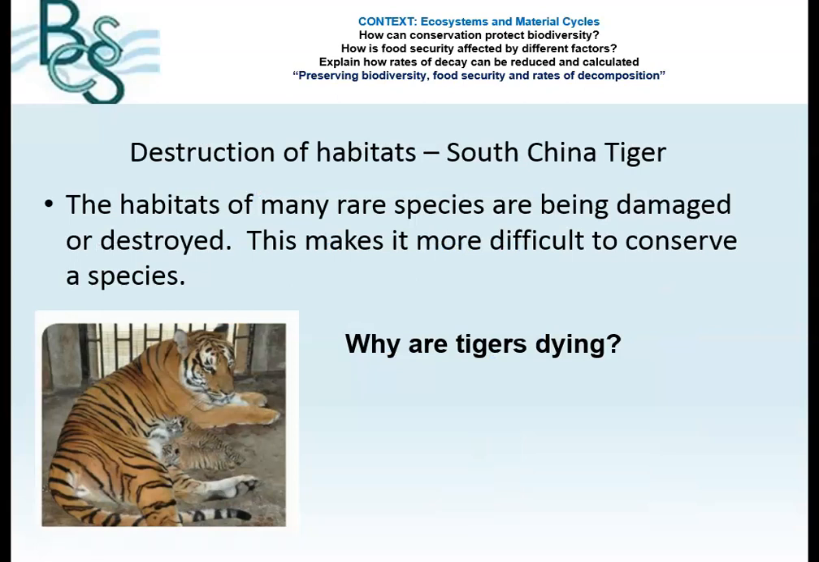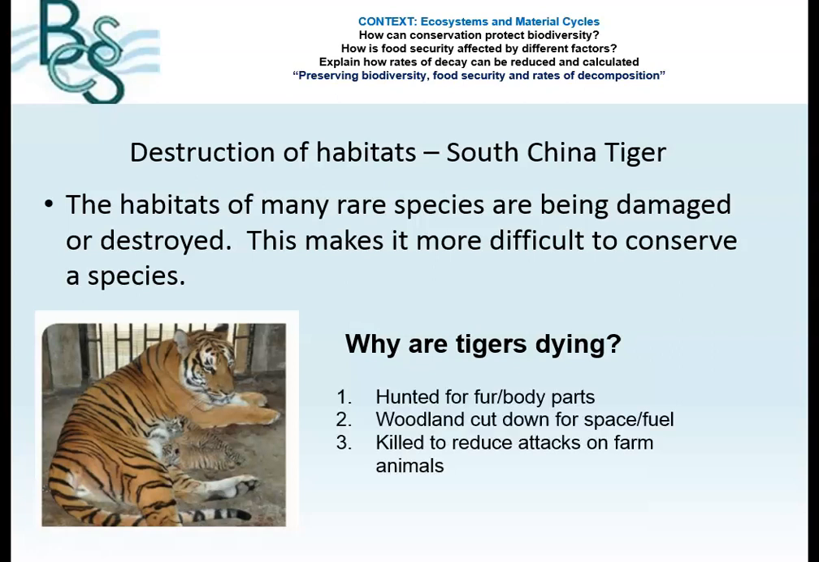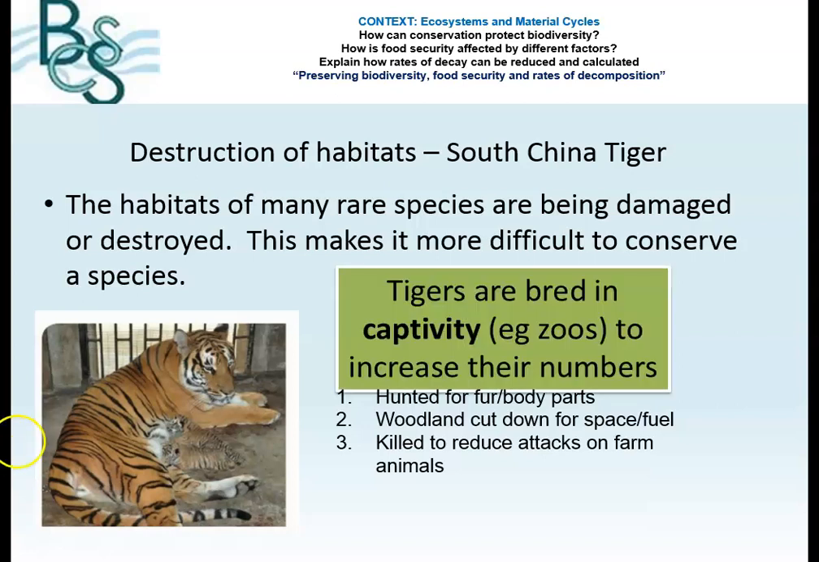The final example that you need to know is the South China tiger, and their numbers are decreasing for several reasons. One, because their habitat is being destroyed, but also because those tigers are being hunted and killed because they are moving onto farmland and attacking farm animals. So people are now breeding those tigers in captivity, such as in zoos, to start to increase their numbers again, because their population is now quite small.